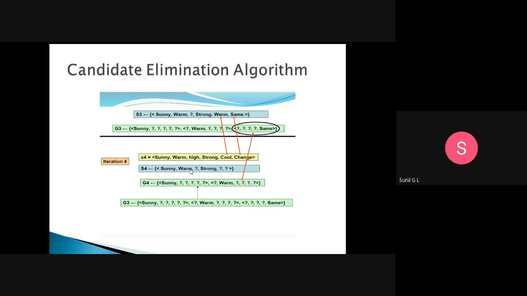Then we need to evaluate the general hypothesis. Here in the general hypothesis, we have 3 different values. So we need to compare the final specific hypothesis value with the G3. When there is a difference, we will remove it. In the first position, S4 has sunny, and G3 also has sunny in the first position, so the values are same. Don't change anything. In the second position warm is there in both, so the values are same.